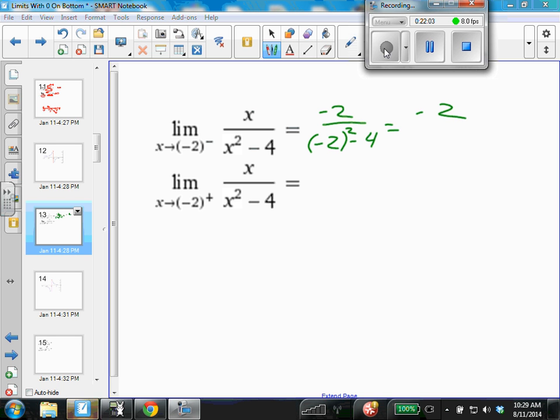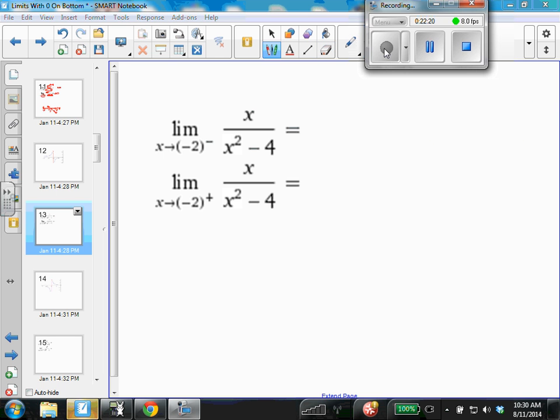So negative 2 up top. And then the negative 2 squared is 4. And so you have negative 2 over 0. Okay, and that's a problem. So we got a 0 on bottom with some kind of number up top. So we really need to think about this thing to try to work through it a little bit more.